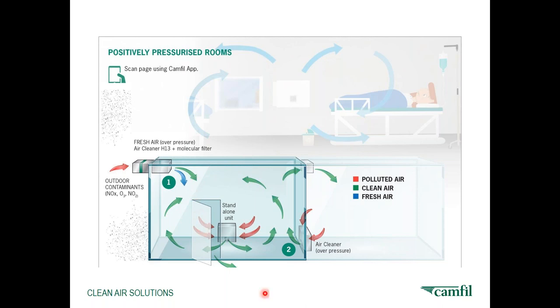In solution number two, as you can see in the right corner, is the external air cleaner configuration. So you can actually have a unit on the other side of the wall of the room, duct it into the room, and supply the HEPA filtered air into the room, and then you create the overpressure in the room. That could be released through the door in the room or through leakages in the construction.